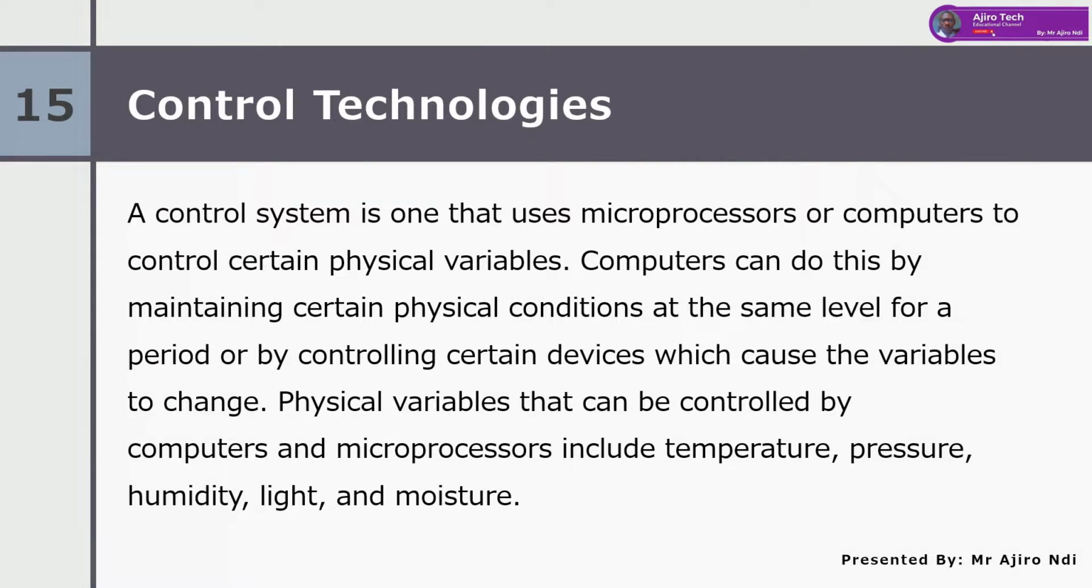Control technologies. Now, a control system is one that uses microprocessors or computers to control certain physical variables. Computers can do this by maintaining certain physical conditions at the same level for a period of time, or by controlling certain devices which cause the variables to change. Physical variables that can be controlled by computers and microprocessors include temperature, pressure, humidity, light, and moisture.